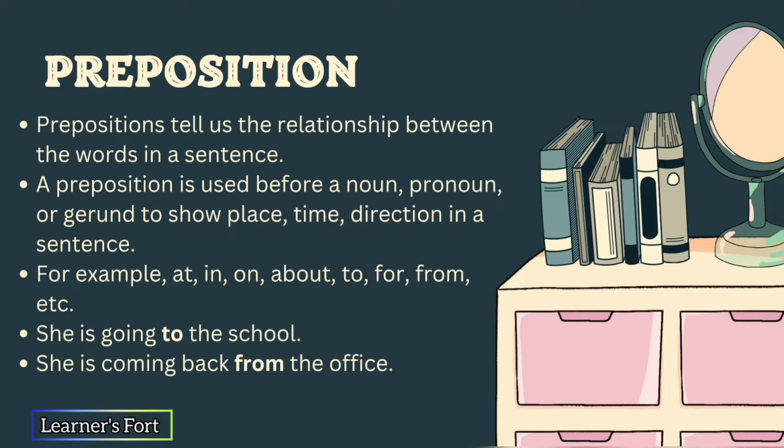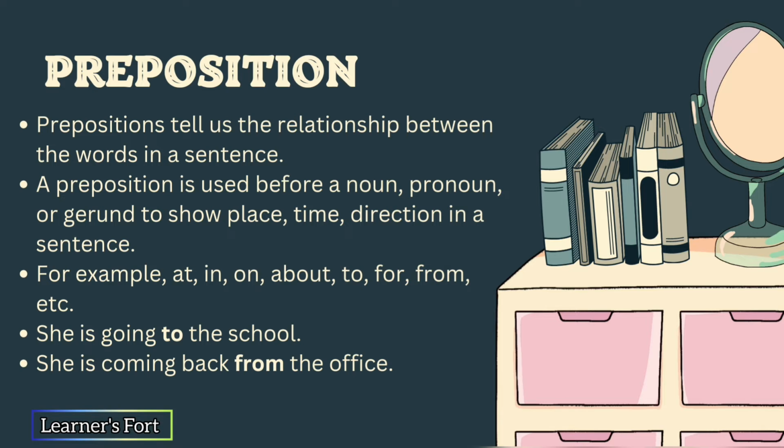So let me give you an example. She is going to the school. Now here, she is going. Going is a gerund because it is a verb with an ing and it's known as a gerund. Alright? And I have written to. So a preposition is used after a verb. So to is a preposition. I am going to the school. To is a preposition.